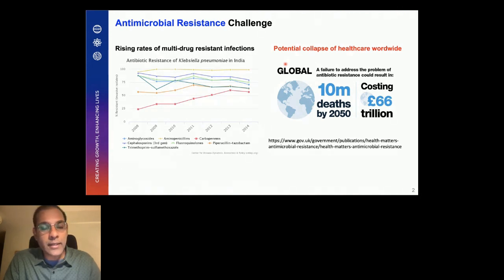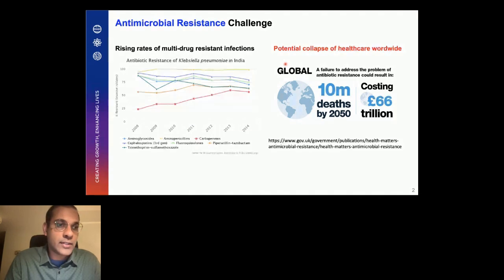And it's estimated that by 2050, we could see as many as 10 million deaths per year. This is more than all cancers put together. And this could have a significant impact on healthcare systems as well as economies worldwide.